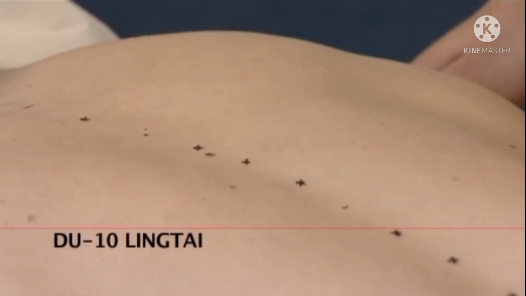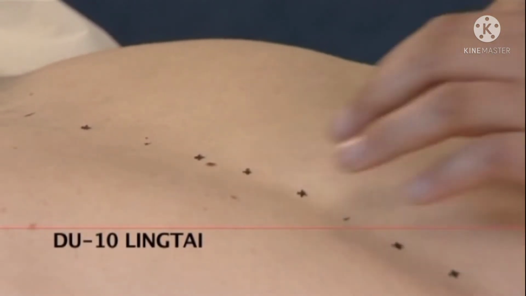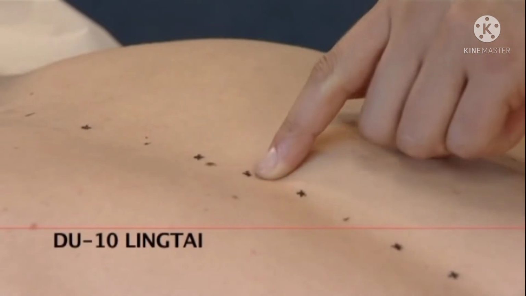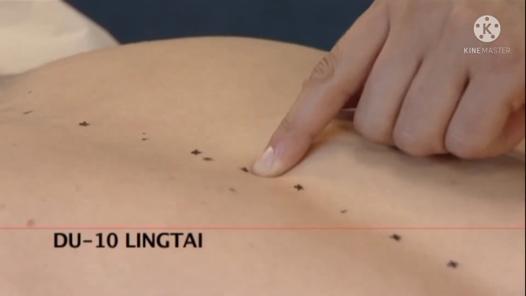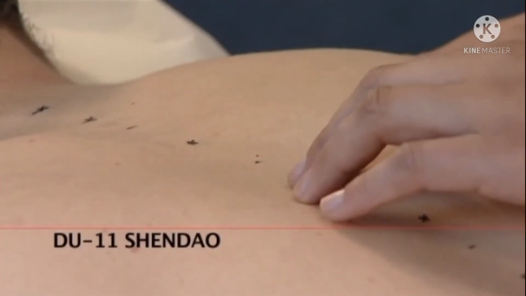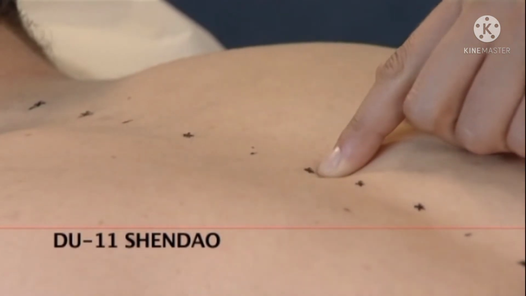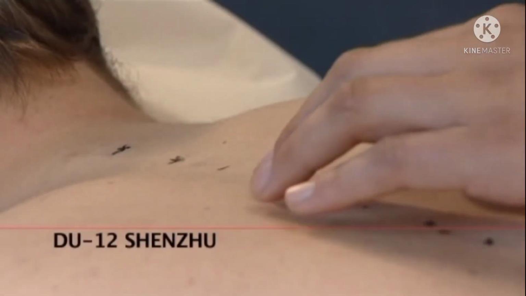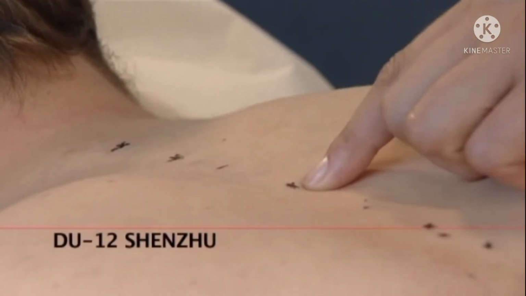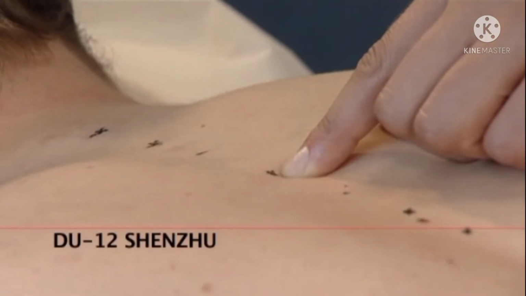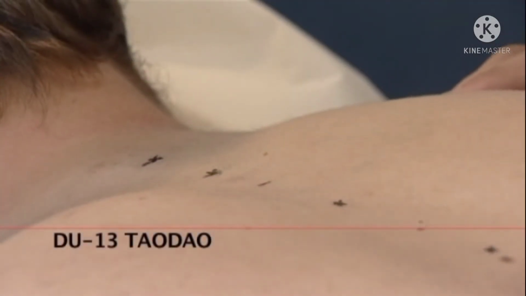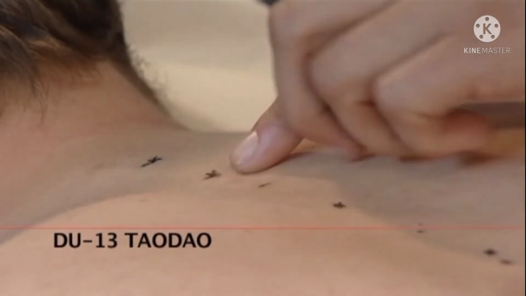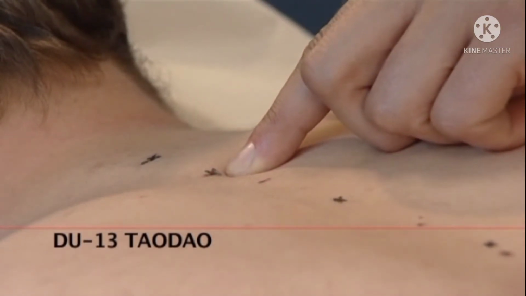Do 10 is on the posterior midline, below the spinous process of T6. Do 11 is on the posterior midline, below the spinous process of T5. Do 12 is on the posterior midline, below the spinous process of T3. Do 13 is on the posterior midline, below the spinous process of T1.